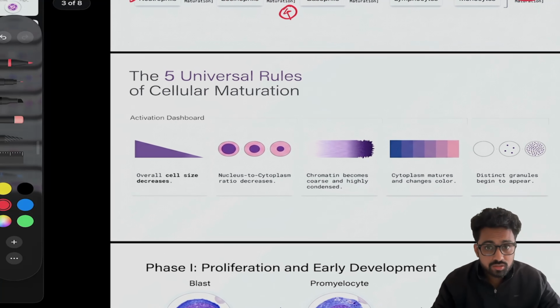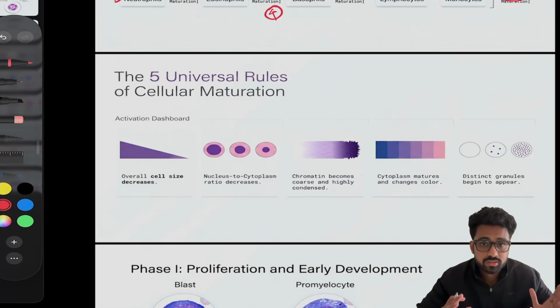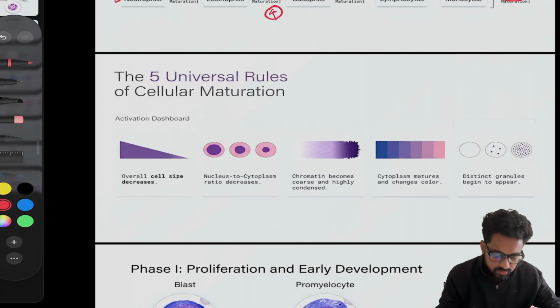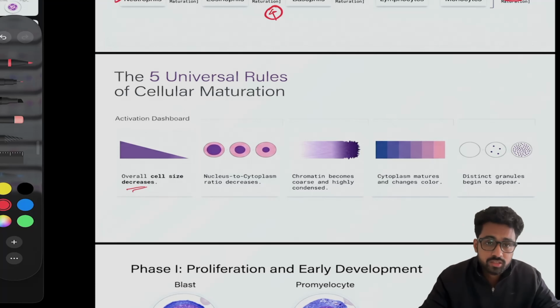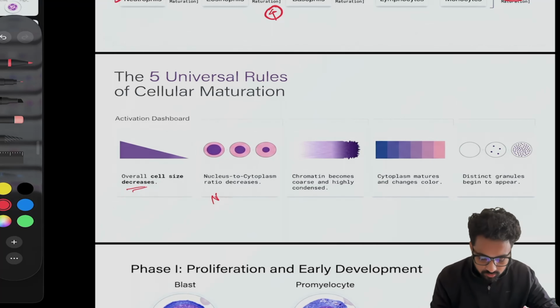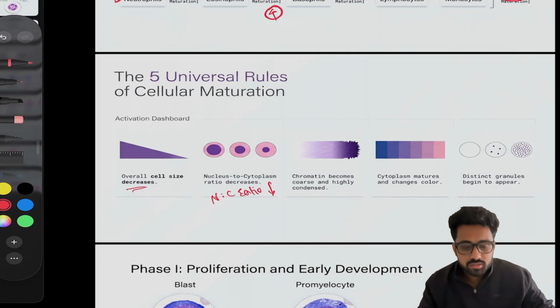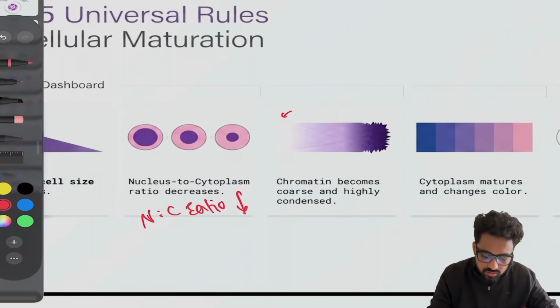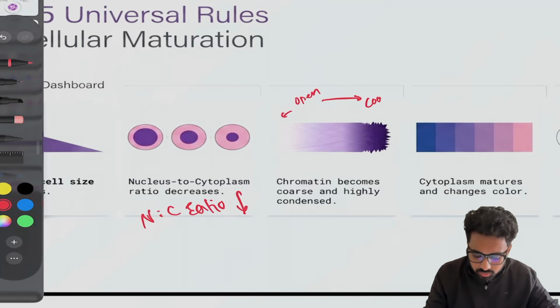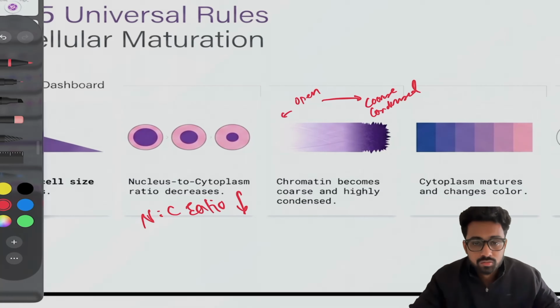This is the universal rule of cellular maturation in leukocytes. As the leukocyte starts to mature, overall cell size decreases, it becomes smaller. The nucleus to cytoplasmic ratio, called the NC ratio, also decreases. Then chromatin becomes coarse and condensed. As you can see, here is an open chromatin and as it goes towards maturation, it becomes coarse and highly condensed chromatin. Must remember this.